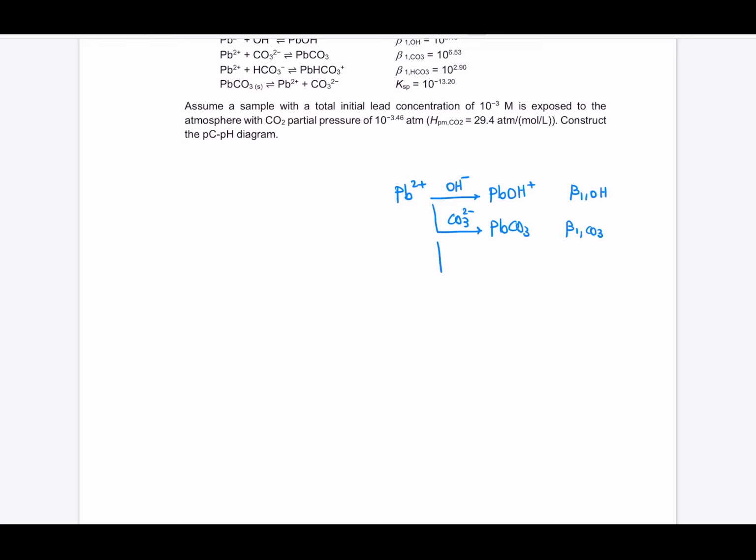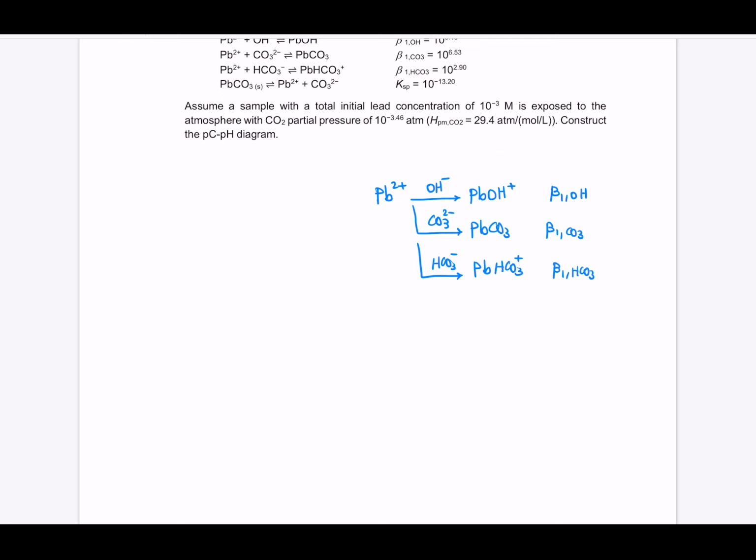And the last one, similarly, is basically bicarbonate, forming PbHCO3+, and this is described by beta 1 of the carbonate system. So this would be the complexation part of the diagram.